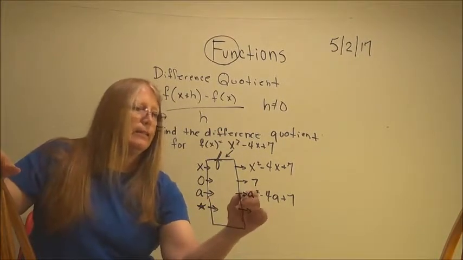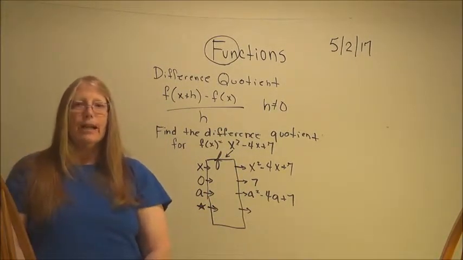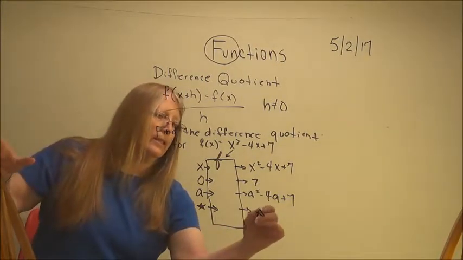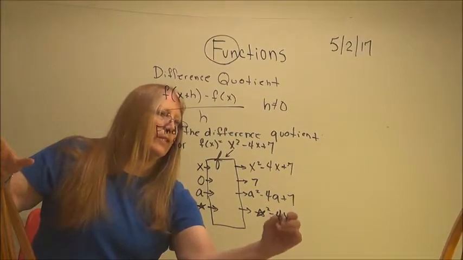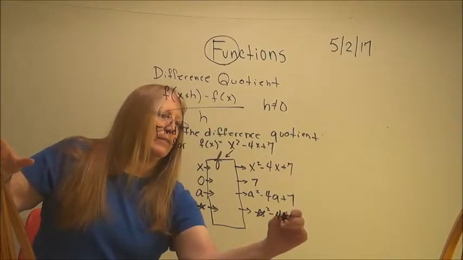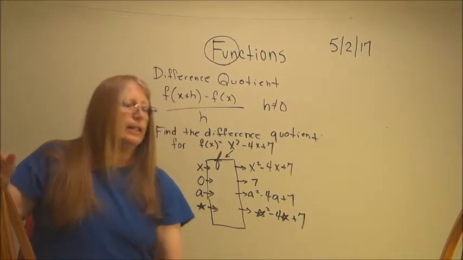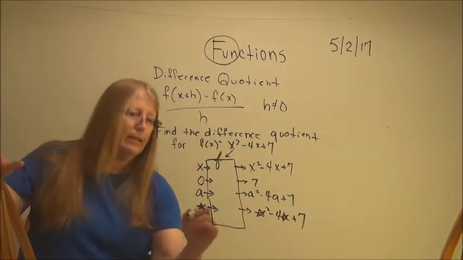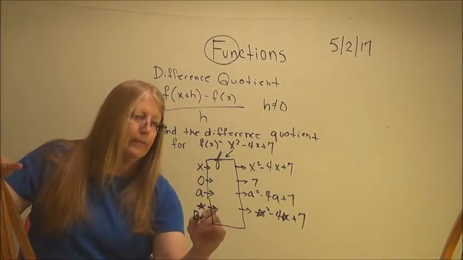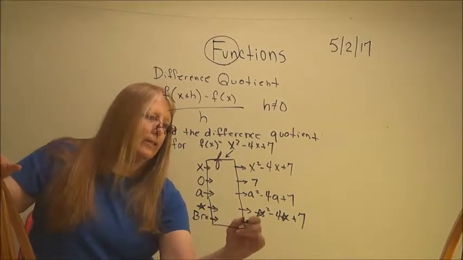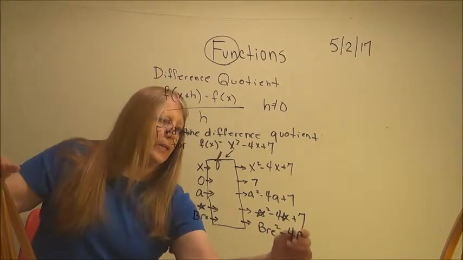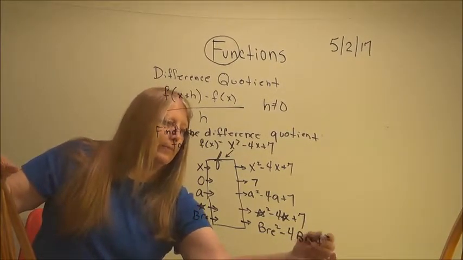Whatever I put in, it will square it, subtract 4 times whatever I put in, and add 7. So a function is like a machine, and it will do the same thing every time. So what if I put in brie? I'll get brie squared minus 4 times brie plus 7.